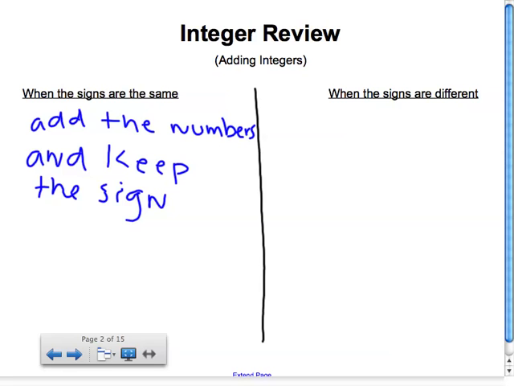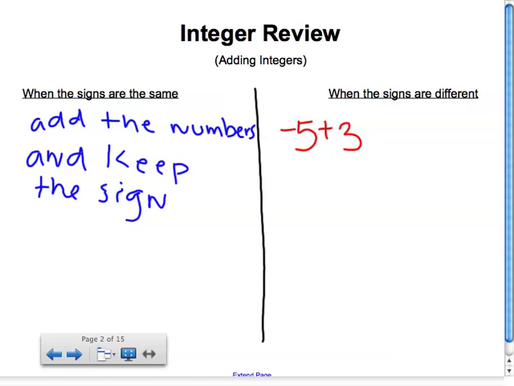Okay, so now let's talk about when the signs are different. This is where it gets a little bit trickier. Okay? So when the signs are different, it's the same as, let's suppose you owed your buddy Billy $5, but then you gave him $3. You're still in debt to Billy, right, by $2, but by not as much as before.